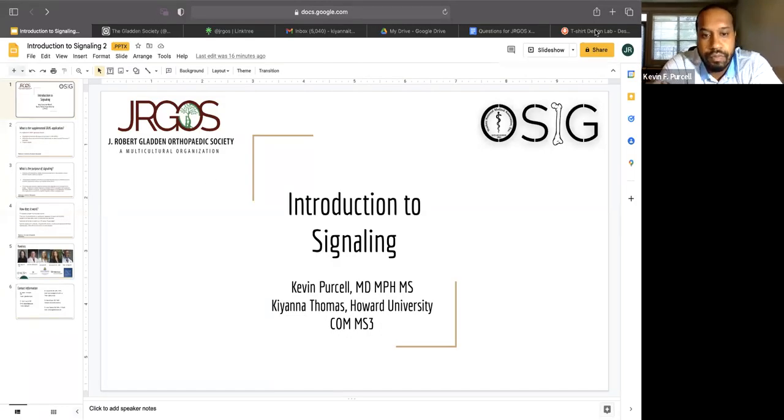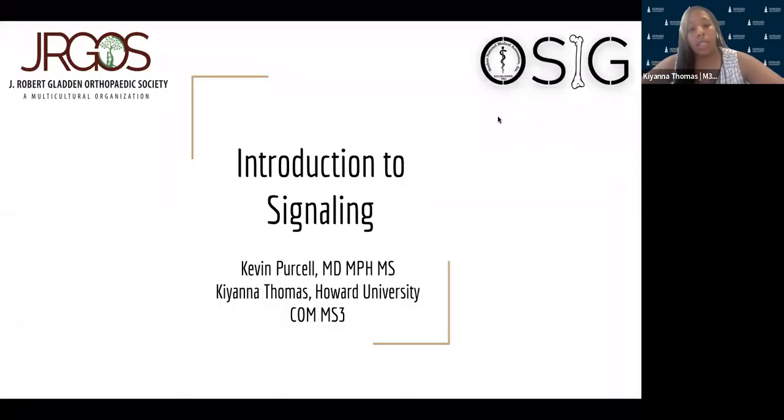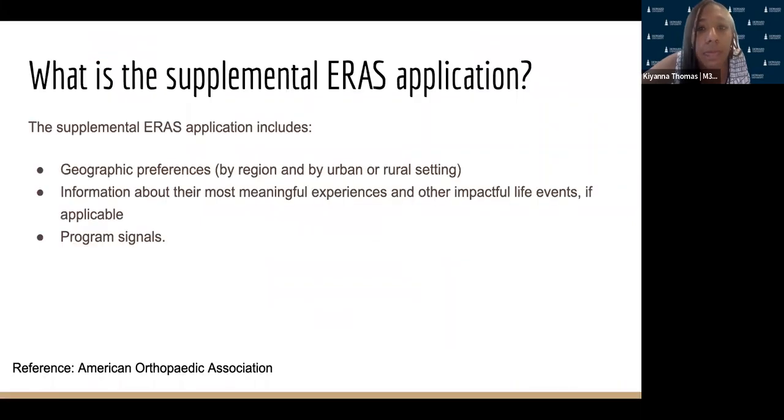Just going to share my screen. Okay, so hi, everybody. We're going to start off with a 5-minute PowerPoint, just like an introduction to signaling with some information from AOA. So what is the supplemental ERAS application? The new supplemental ERAS application includes geographic preferences, and you can do that by region, by urban or rural setting, information about your most meaningful experiences and other impactful life events, as well as your program signals, which we'll be discussing in detail today.